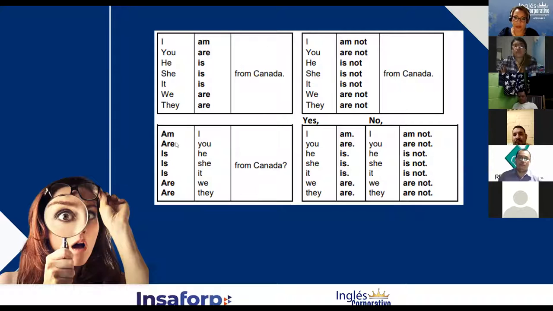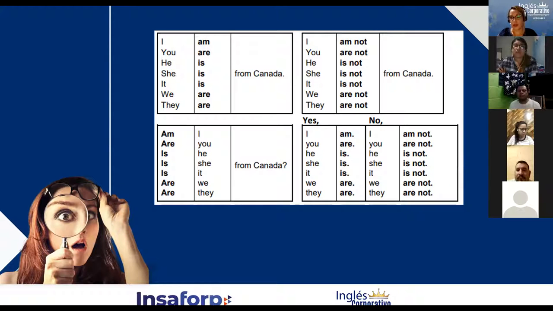For questions, para preguntas, es tan fácil como invertir esto, el you are you. So solo se le da vuelta y se pone primero el verbo be, am, is, are, luego el sujeto, luego el complemento y el signo de pregunta solamente al final.